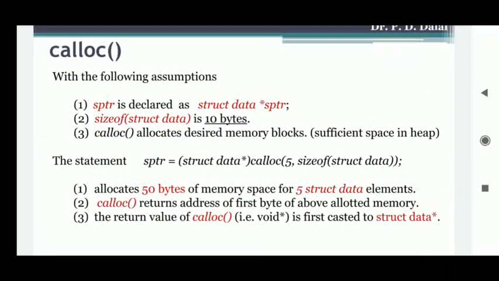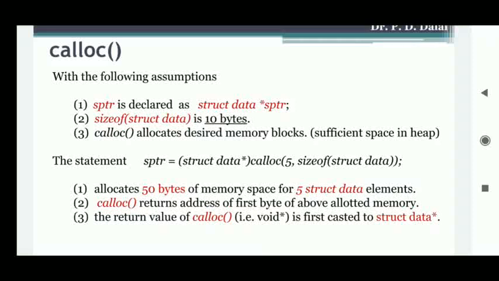With the use of calloc, we can see some of the following assumptions. First, we are assuming that sptr is a pointer to structure data. Second, the size of structure data, we are assuming, is 10 bytes, that is, 10 bytes for one structure variable. And calloc allocates the desired memory blocks, if sufficient space is available in heap memory. So if we write the statement sptr is equal to struct data pointer, that is a typecast, then calloc 5 comma size of struct data.